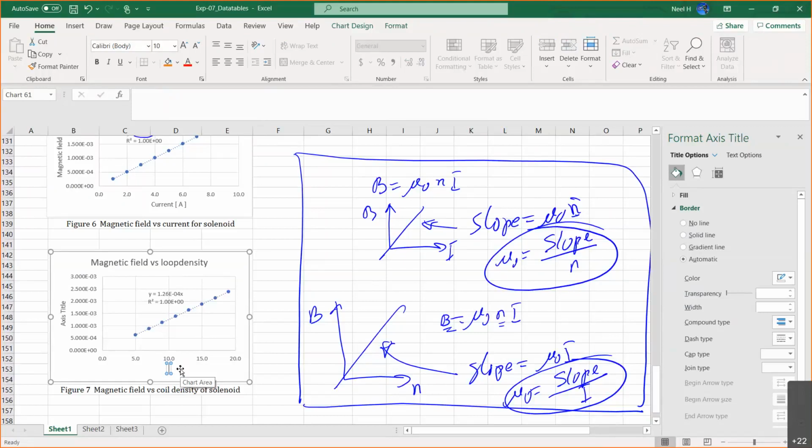Yeah, so different people use different terms. So we can say loop density or coil density, coil or loop density. And that is small n. Small n is large N over L, so the unit should be 1 over meters, okay? And the magnetic field on our y-axis is the same unit, Tesla.